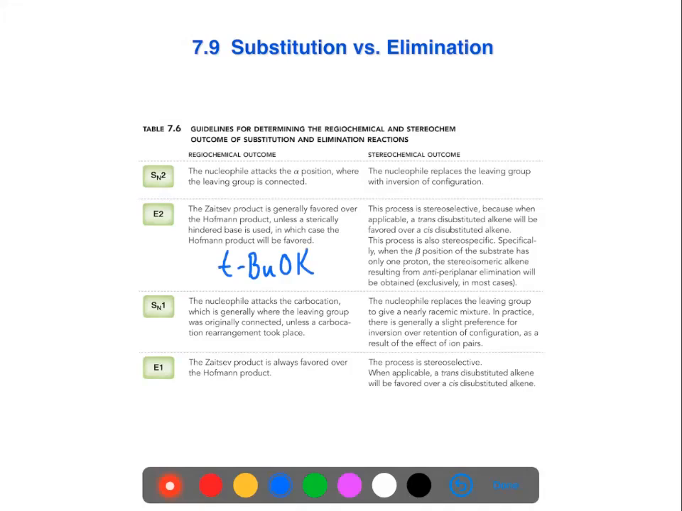Now, with respect to the stereochemical outcome, the process is stereoselective because, when applicable, a trans disubstituted alkene will be favored over a cis disubstituted alkene. This process is also stereospecific, and specifically when the beta position of the substrate has only one proton, the stereoisomeric alkene resulting from the anti-periplanar elimination will be obtained. Okay, so refer back to those slides to look at that particular discussion.